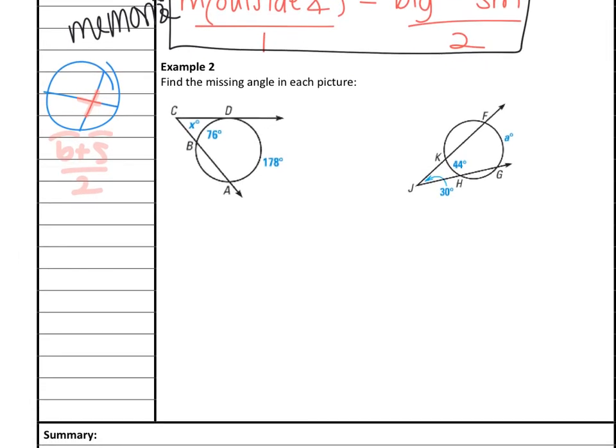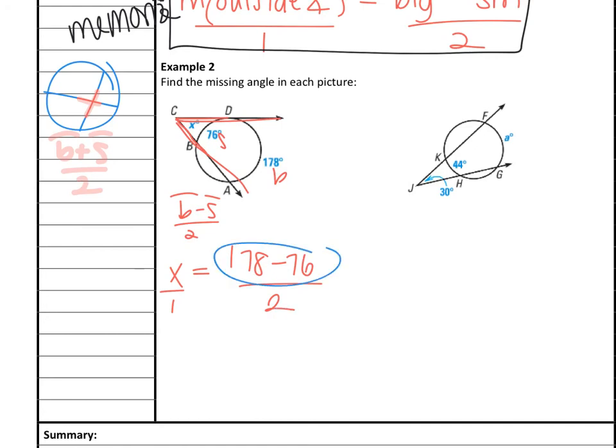So we've got 2 quick examples, and then you'll be moving on to your practice. So this angle here is formed out of a tangent and a secant, rather. Tangent crosses once, secant crosses twice. So this is my big arc, this is my small arc, and I'm going to do big minus small over 2. And so we've got x being the angle over 1 equals 178 minus 76 over 2. I'm going to simplify this top part, so I have x over 1 equals 102 over 2. I can just simplify this number, so I don't even need this over 1 anymore. So we have x equals 51.